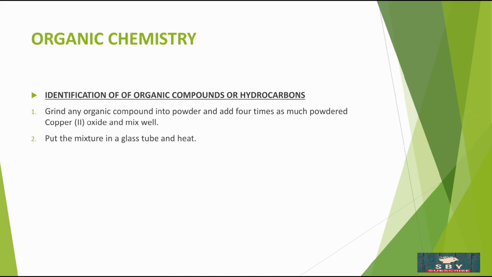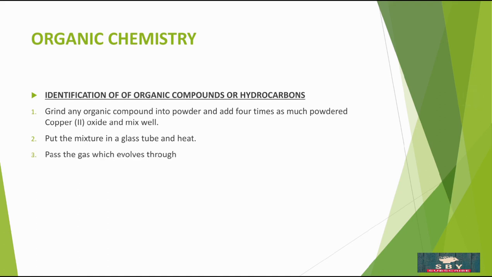Now you might be wondering how you are going to get the hydrocarbon. An example of a hydrocarbon is camphor or naphthalene balls. So if you are in a science lab where you have access to the chemicals for the test, you can perform this test. The second step is to put the mixture in a glass tube and then heat.